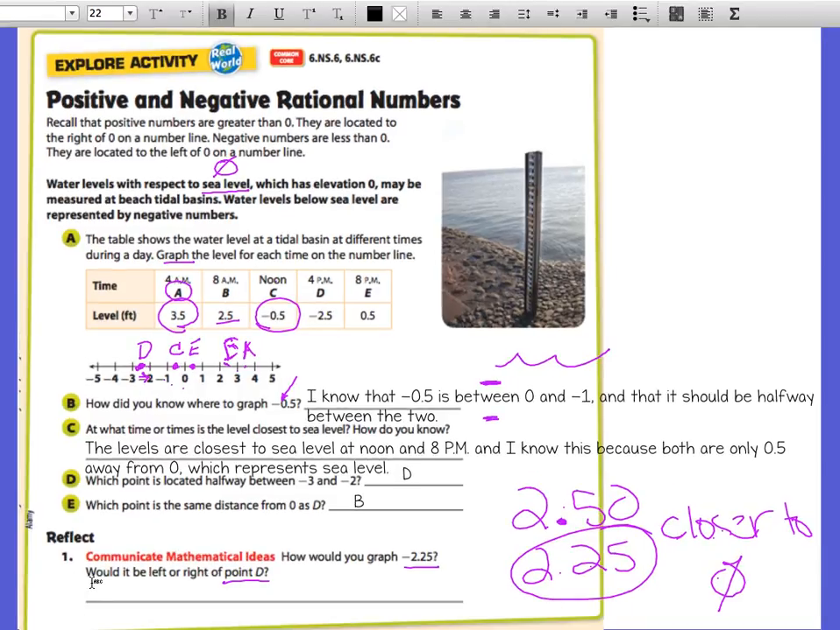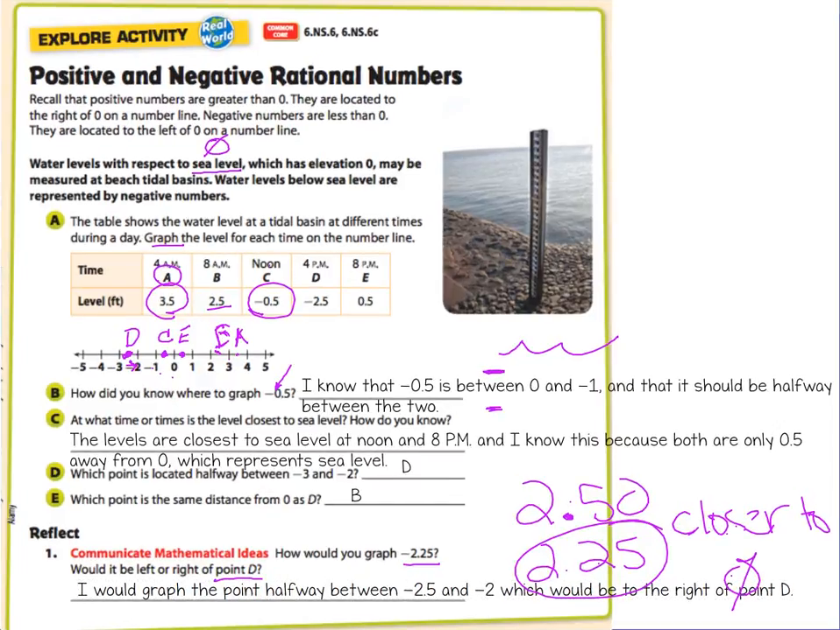So in this case, my answer is I would graph the point. Oops, sorry, complete sentences. I would graph the point halfway between -2.5 and -2, which would be to the right of point D. Okay, again, so sometimes you just have to talk yourself through logically where these pieces are going to be.